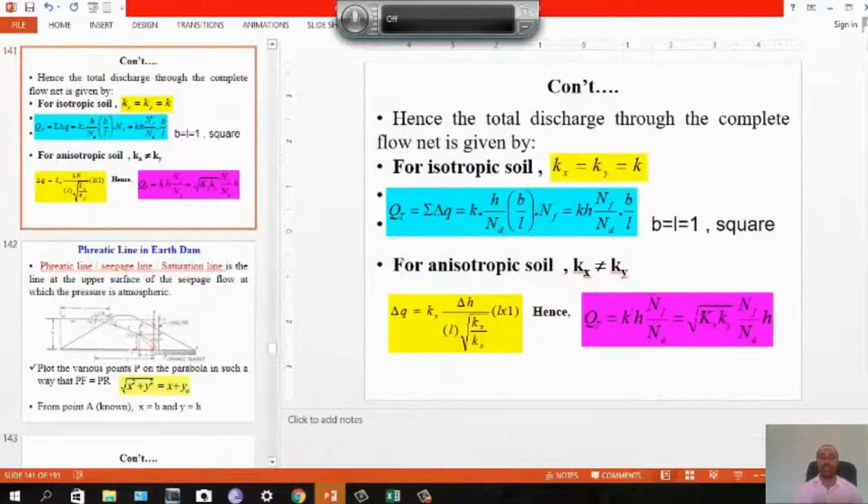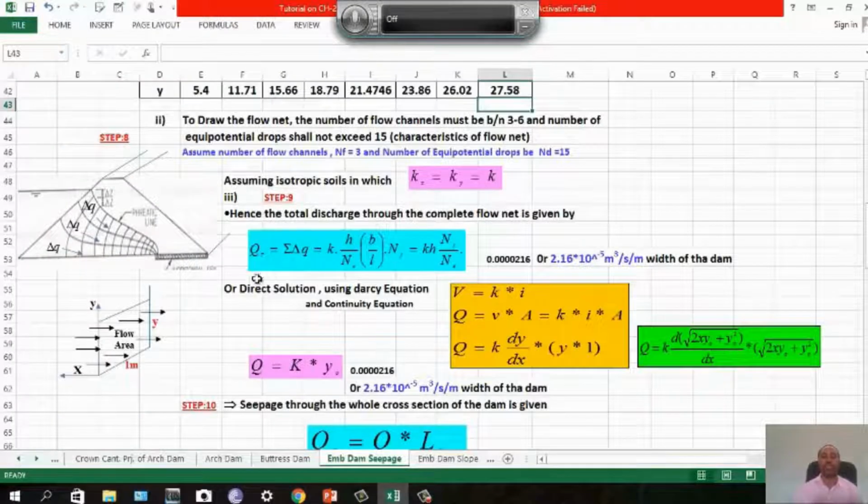Once you have this, you can calculate. This is for isotropic soil, where Kx is equal to Ky is equal to K. You can use this equation where, for one single flow field, assume a square, B is equal to L, which is 1. Then you can use this equation for isotropic soil. Once you have this equation, you calculate: 2.16 times 10 to the power of negative 5 cubic meters per second per meter width of the dam.